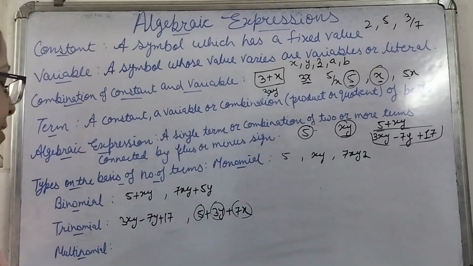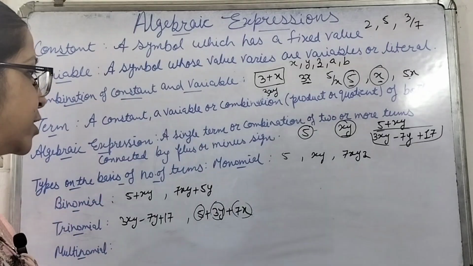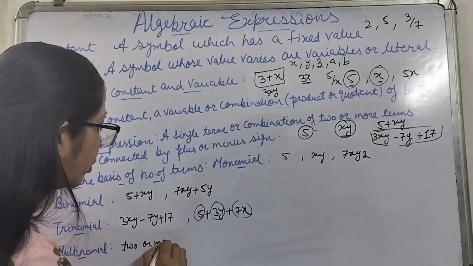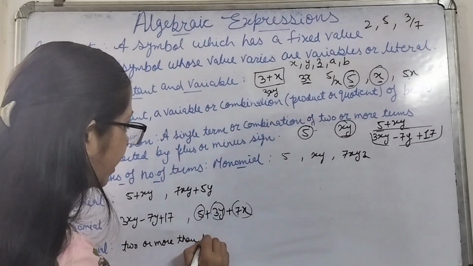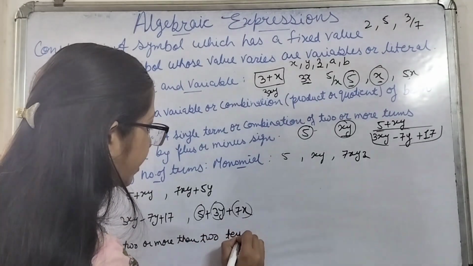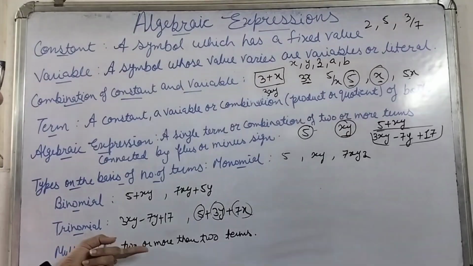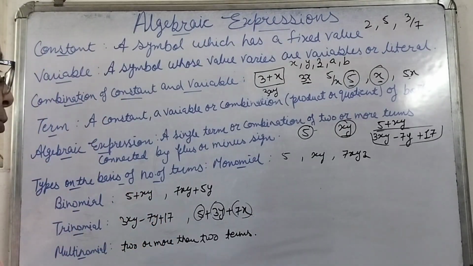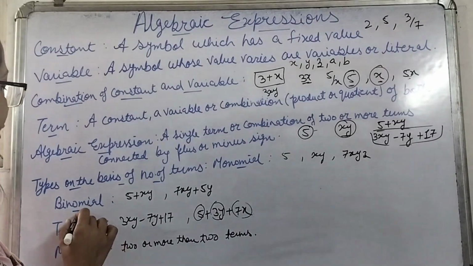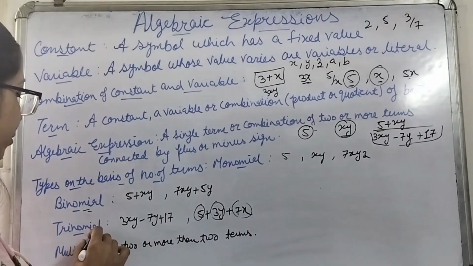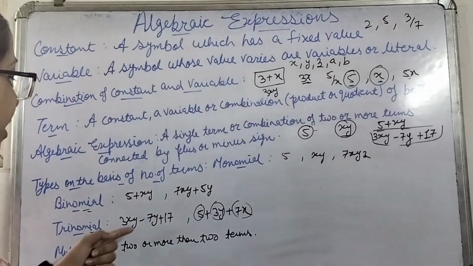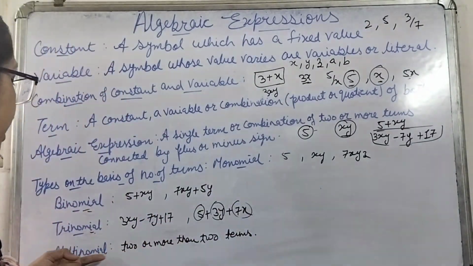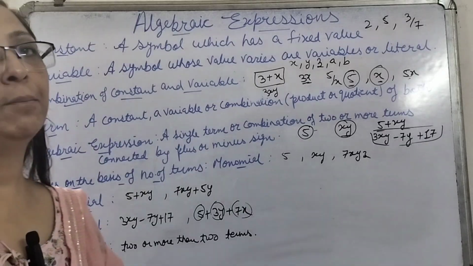Now what are multinomials? Multinomials are the algebraic expressions which have either 2 or more than 2 terms. Such algebraic expressions are known as multinomials. That means binomials are even multinomials, trinomials are even multinomials, and if there is an algebraic expression which has 4 terms or 5 terms, all these algebraic expressions will come under the category of multinomial.